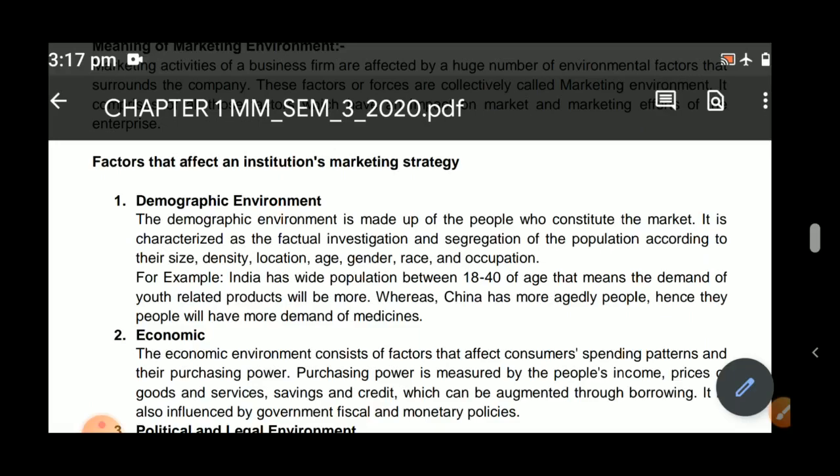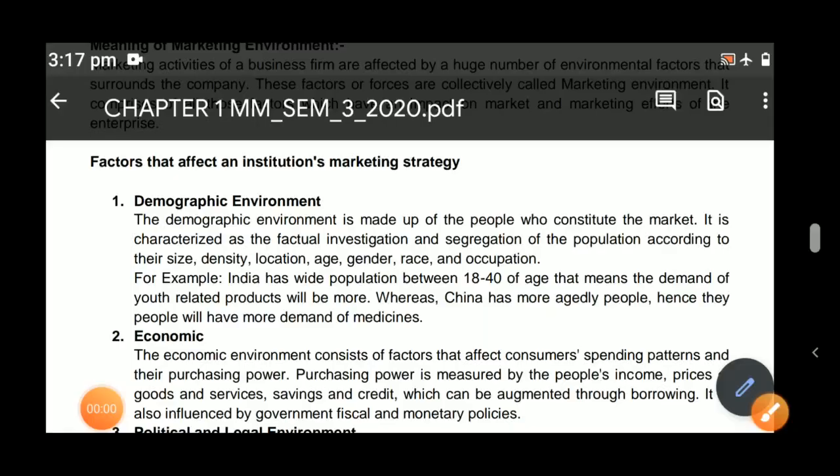Like, for example, the population of Australia is only the size of Gujarat, and the total population of Gujarat is greater than the population of the entire country. Okay, so we need to understand that aspect, that there is a huge difference between the demography of these countries.